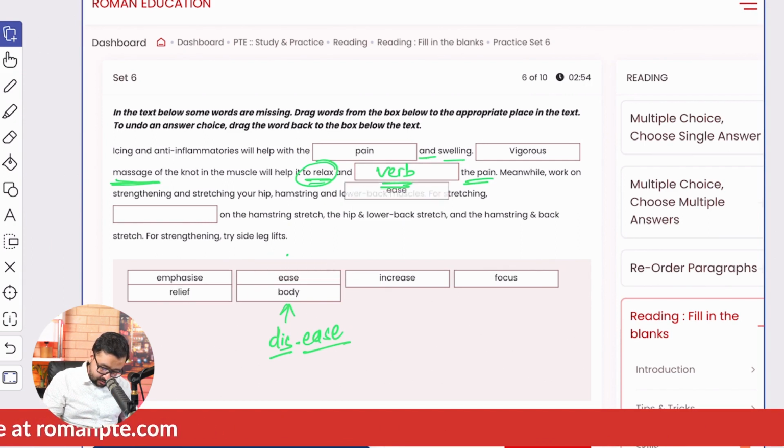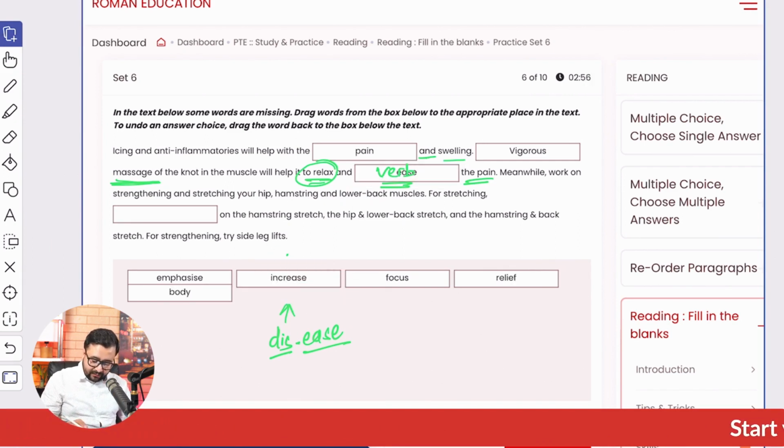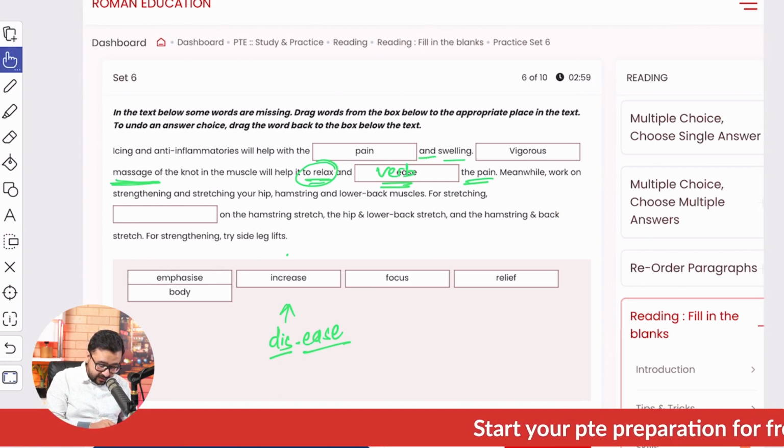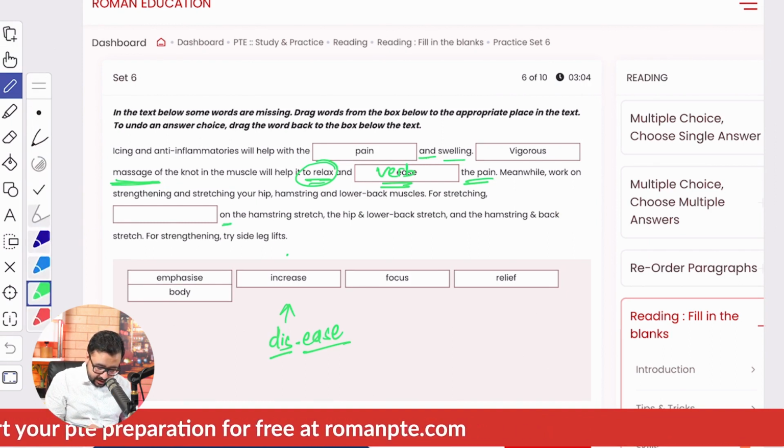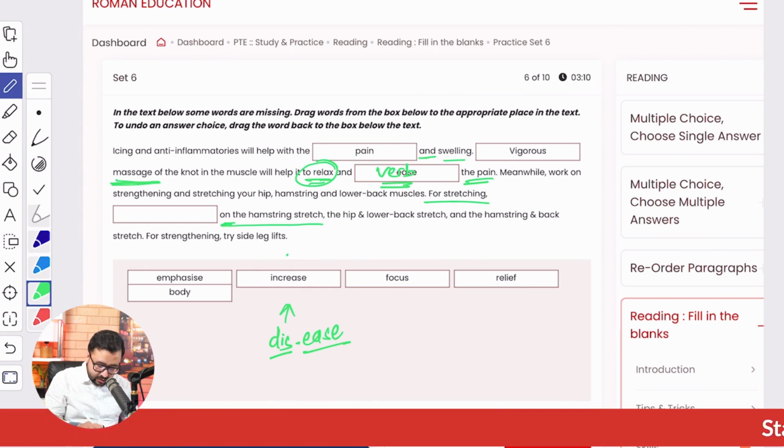Again, now we have to drag it here. So we have only 4 options left. And if we think grammatically, again, we can answer the question quite easily. If we look here, it says, for stretching on the hamstring stretch. So it looks like the writer is asking us to do something. Whenever the sense is to do something, that means we are looking for a verb, because verbs are used to convey a meaning of doing something, that means action, or situation, that means a state of something. So that's why we have action verbs and state verbs. But let's not get into the details of that for this video.